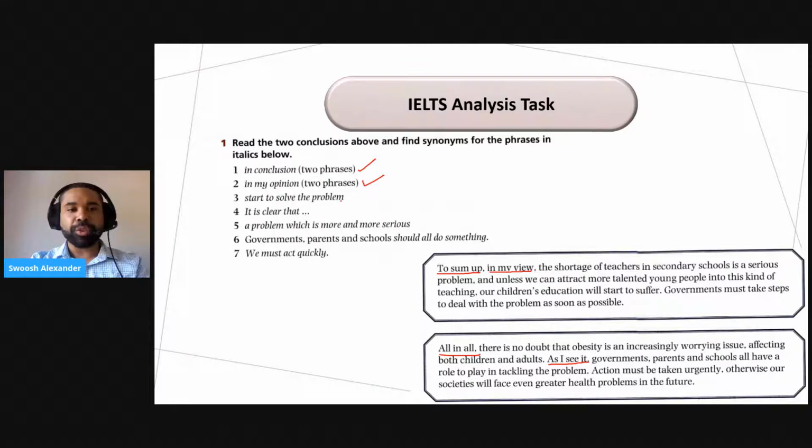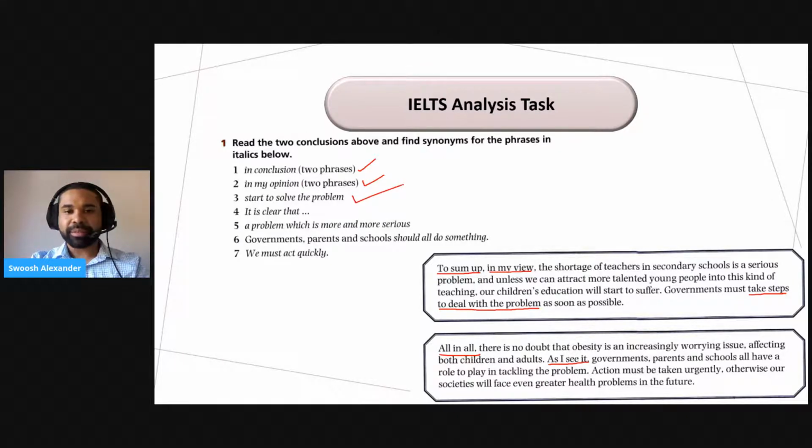Okay, for number 3, start to solve the problem. Which expression has this meaning? To start to solve the problem? Any ideas? Let me know in the chat box if you have the answer to this question. Okay, very good. Gurpreet, take steps to deal with the problem. Absolutely. So governments must take steps to deal with the problem. So take steps means to start, and obviously deal with is a paraphrase for solve.